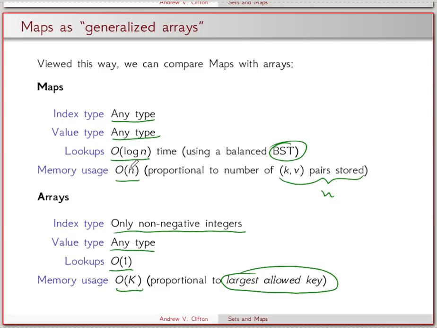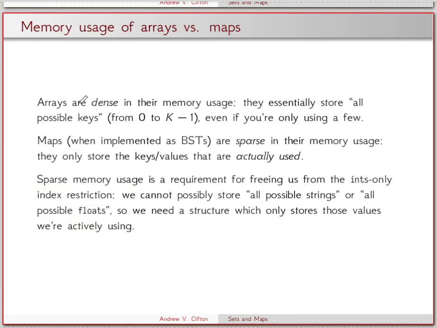With a binary search tree, only the nodes that we've actually added take up space. There's a word for this. We say that binary search trees are sparse in their memory usage because they only store what you actually put in them, whereas arrays are dense in their memory usage. They store all possible things, not just the things that you've actually put into them. Arrays are dense. They store all possible keys, whereas maps, if we do them as binary search trees, are sparse. They're only storing the keys that we actually use.